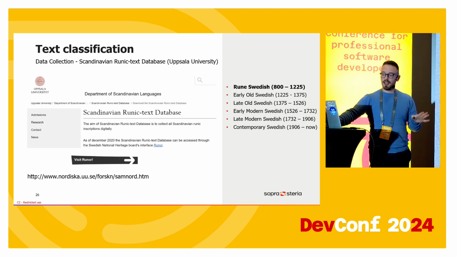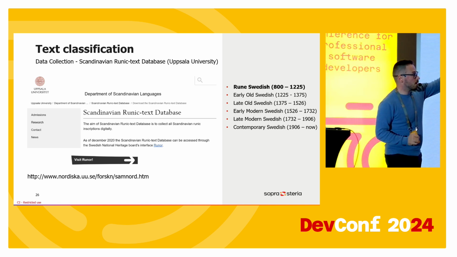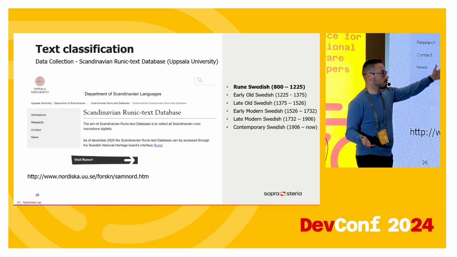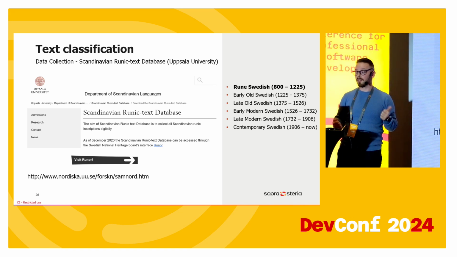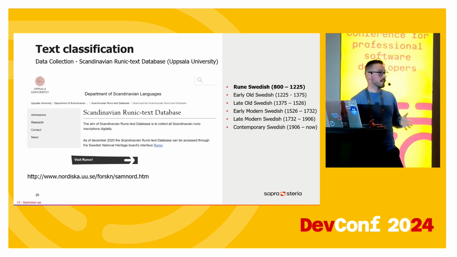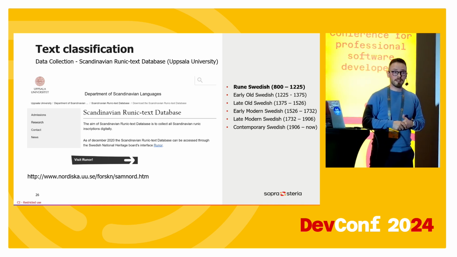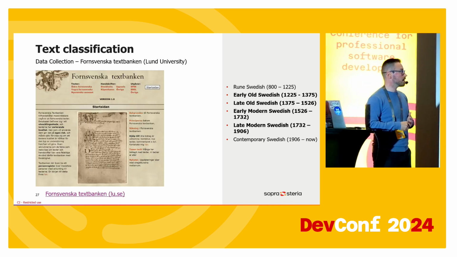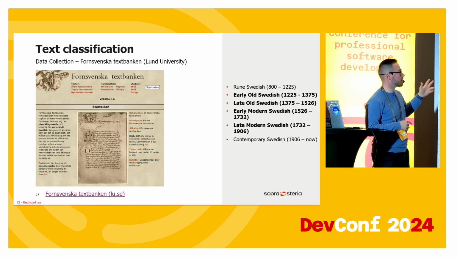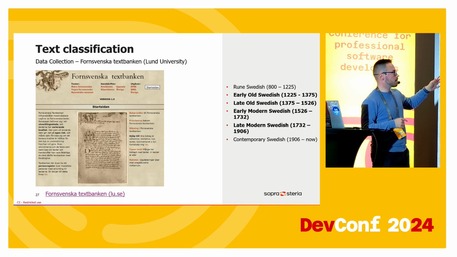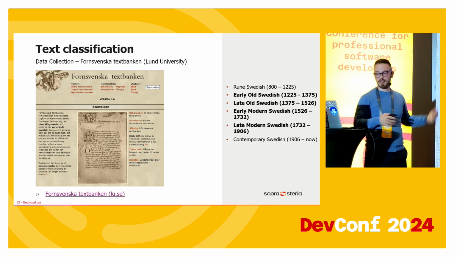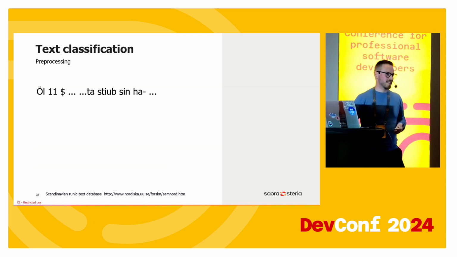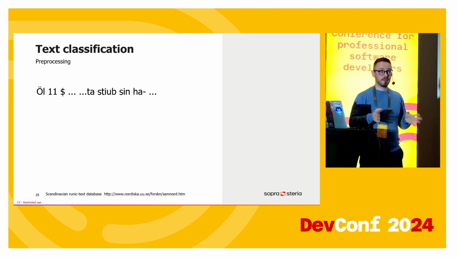So how did I do that? The first step, data collection. I needed to collect the data for all different periods because the Swedish language looked different in every period. So for the first one, regarding the Viking era, I opened the Uppsala University website. They have a free Scandinavian runic text database, so I could download this. For medieval time, there is Fornsvenska Textbanken. It's fully in Swedish, but you have great access to many different texts and papers from medieval time, written in text which you can copy-paste. And the contemporary Swedish was easy to get. But that was the first step, collecting the data.